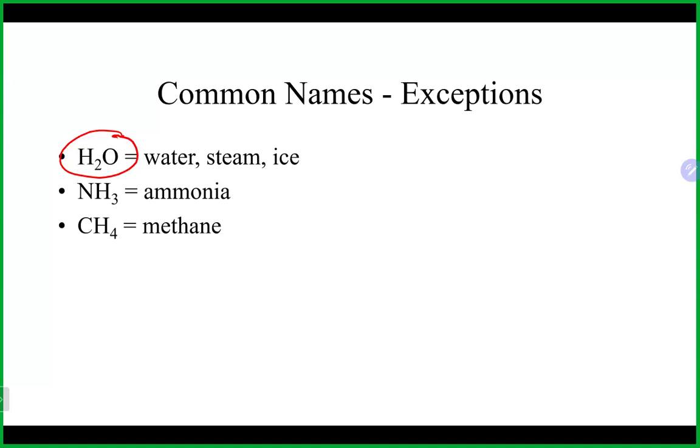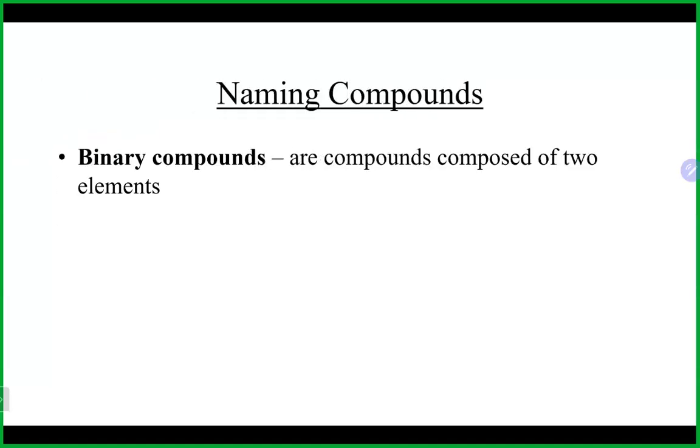NH3 is ammonia, which is not to be confused with something we see a little later, the polyatomic ion ammonium, which is NH4+. NH3 is ammonia. We don't call it nitrogen trihydride. And CH4 is methane, the simplest organic molecule you can have. Those three should always go by their common names: water, ammonia, and methane.